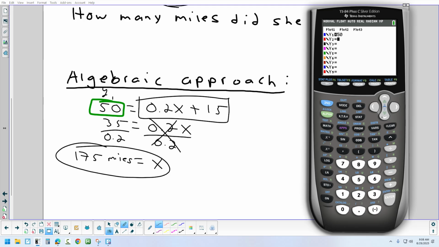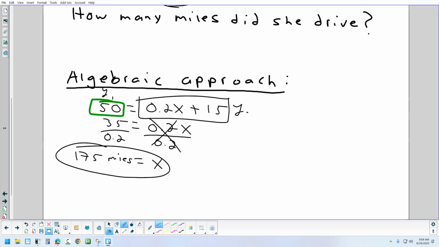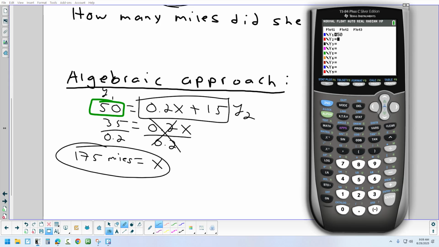I'm going to press the down arrow. And we're going to put what's on the right side in y2. So we're putting each side of the equation in y1 and y2. It doesn't matter if you type 0.2x or x times 0.2, it's the same number. And remember, we talked about how to do x yesterday. That's the button right below mode. Does everybody have something that looks like that?